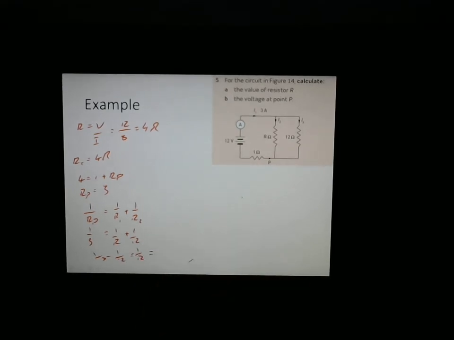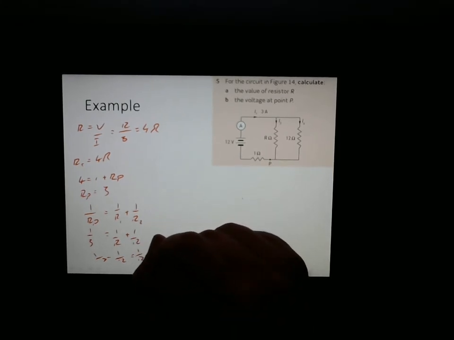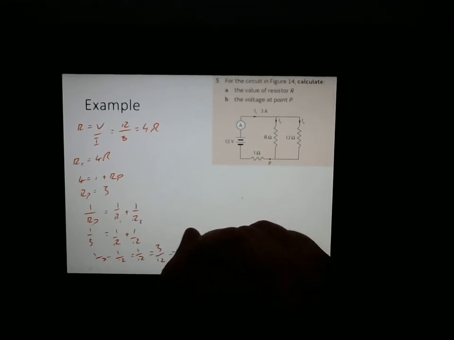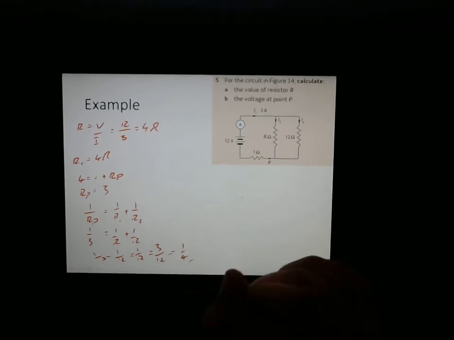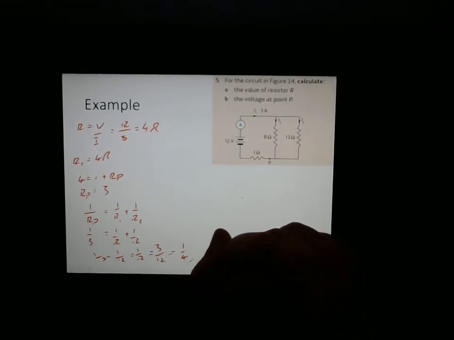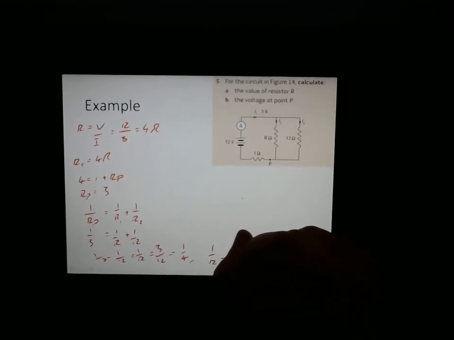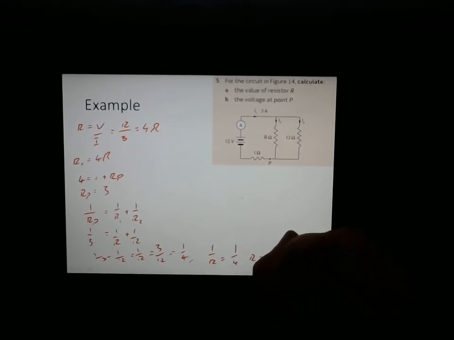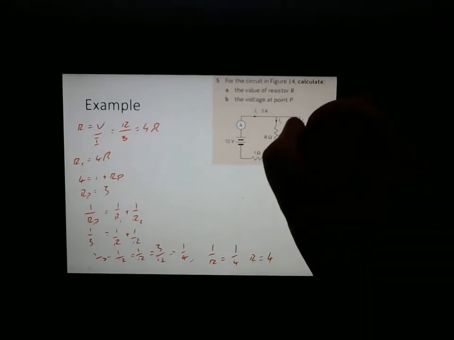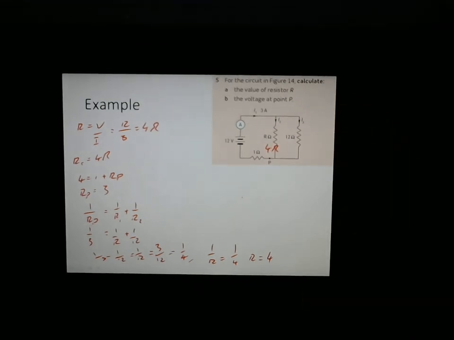Let's see, 1 over 3 is the same thing as 4 over 12. Yep. 4 over 12 take 1 over 12 is 3 over 12, which would be 12 divided by 3 equals 1 over 4. So that means 1 over R equals 1 over 4, so R equals 4. So I'm going to write that up there, 4 ohms.